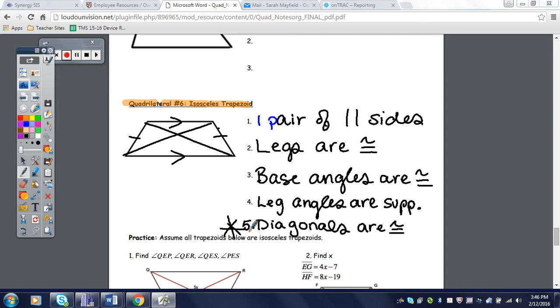Notice on a normal trapezoid, your diagonals are nothing. They're just diagonals. There's no specific characteristics about it, okay? So with parallelograms, we had other names for a square, a rectangle, or a rhombus. A trapezoid, you can call a trapezoid 3 things.